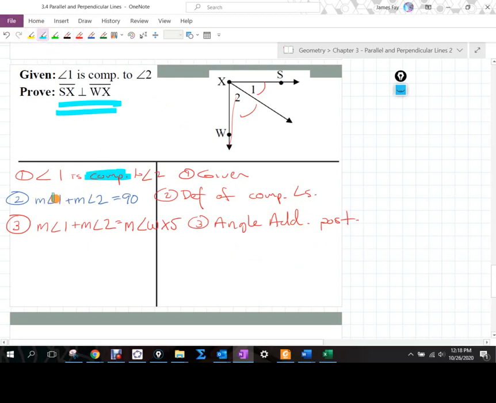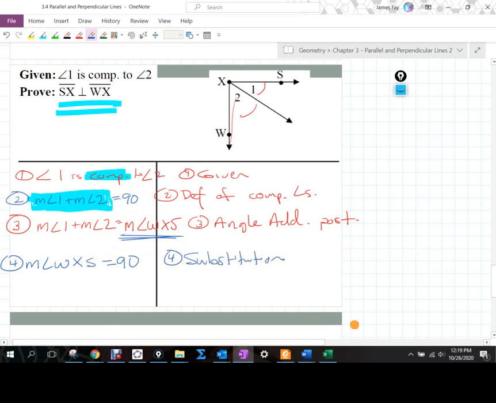All right, what can I replace? So I'm going to rewrite one of these statements. Doesn't really matter which one. Let's rewrite this second one here. What can I replace that with right now based on what we wrote in step 3? WXS. 1 plus 2, as stated in number 3, is the same thing as WXS. So I'm going to write measure of angle WXS is equal to 90. Substitution, right?